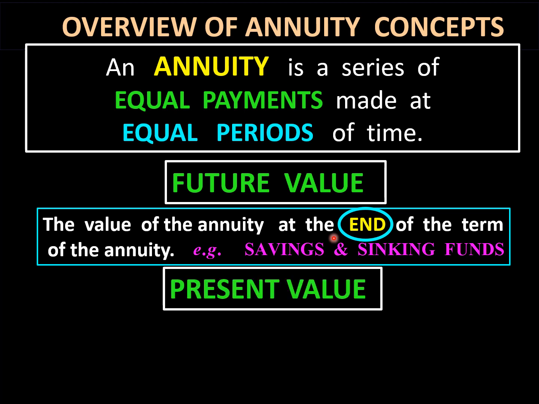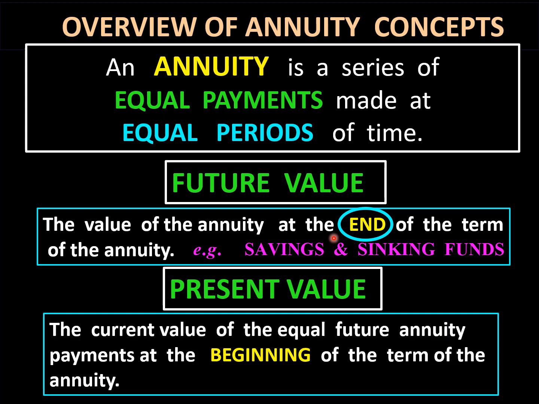Then we have the present value of the annuity, and the present value is the current value of the equal future annuity payments at the beginning of the term. Right, so the difference here, that's the value at the end, this is the value at the beginning.